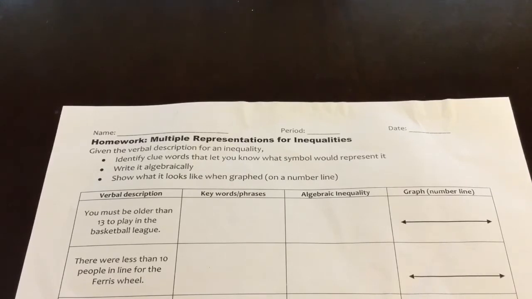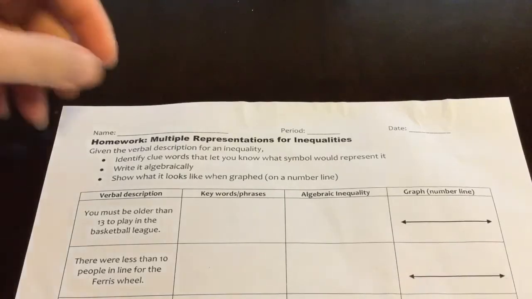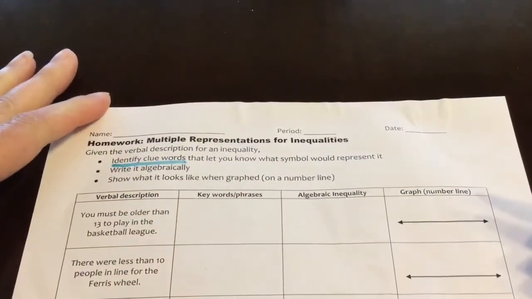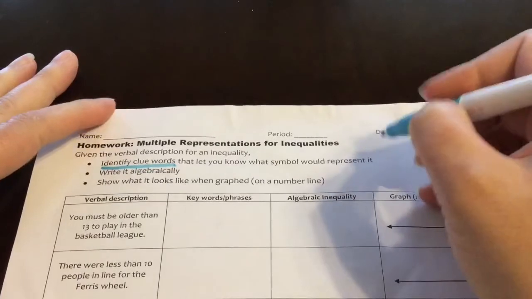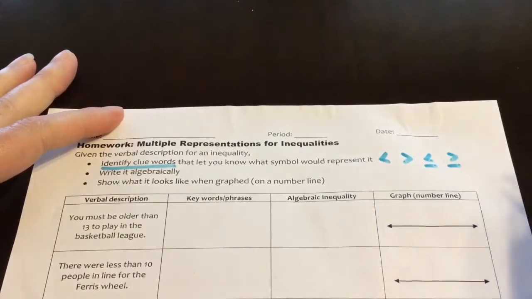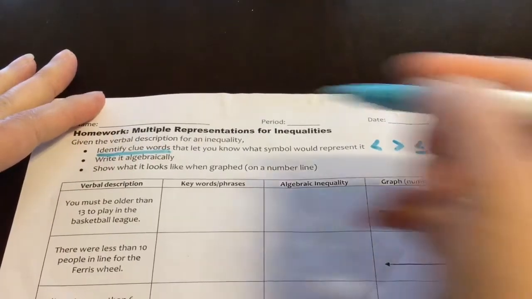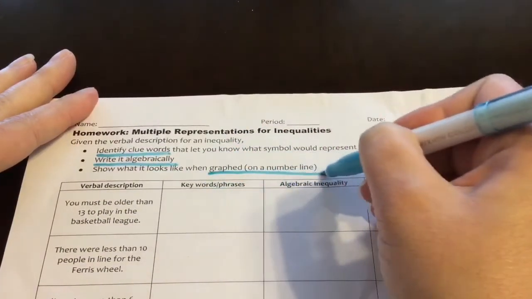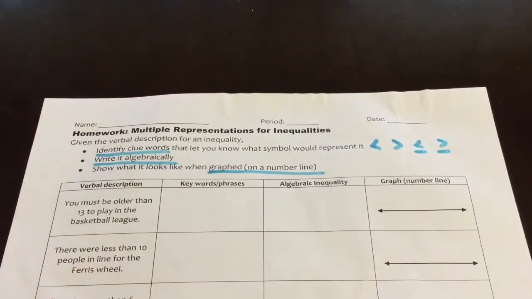In the activity, you're going to be given a verbal description for an inequality. It is your task to identify the clue words or clue phrases that would let you know what symbol would be represented: the less than, greater than, less than or equal, greater than or equal symbols. Then write it algebraically, and show what that would look like when it is graphed on a number line, whether it has an open circle, whether it has a closed circle, whether there would be an arrow traveling to the left or an arrow traveling to the right.